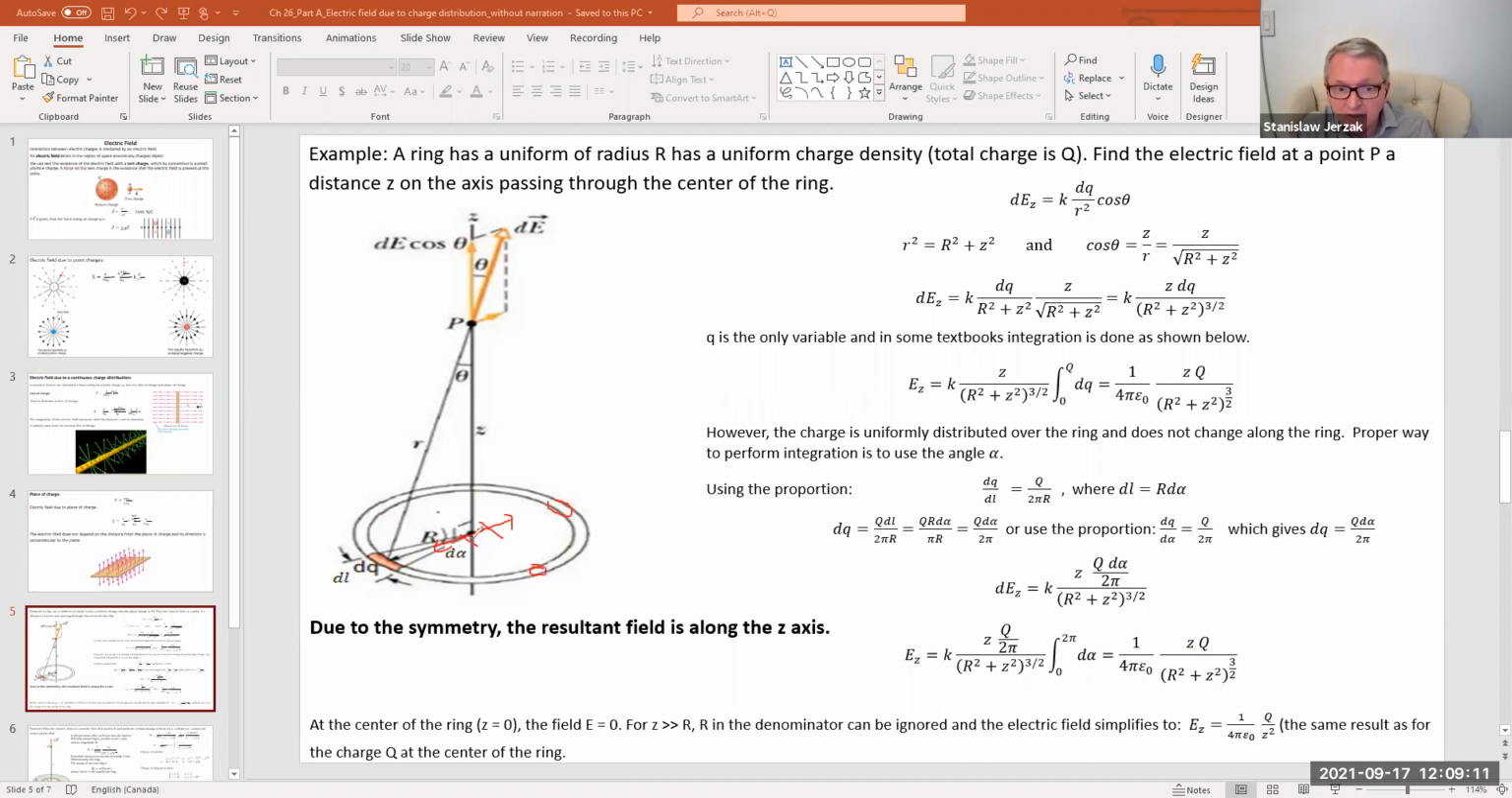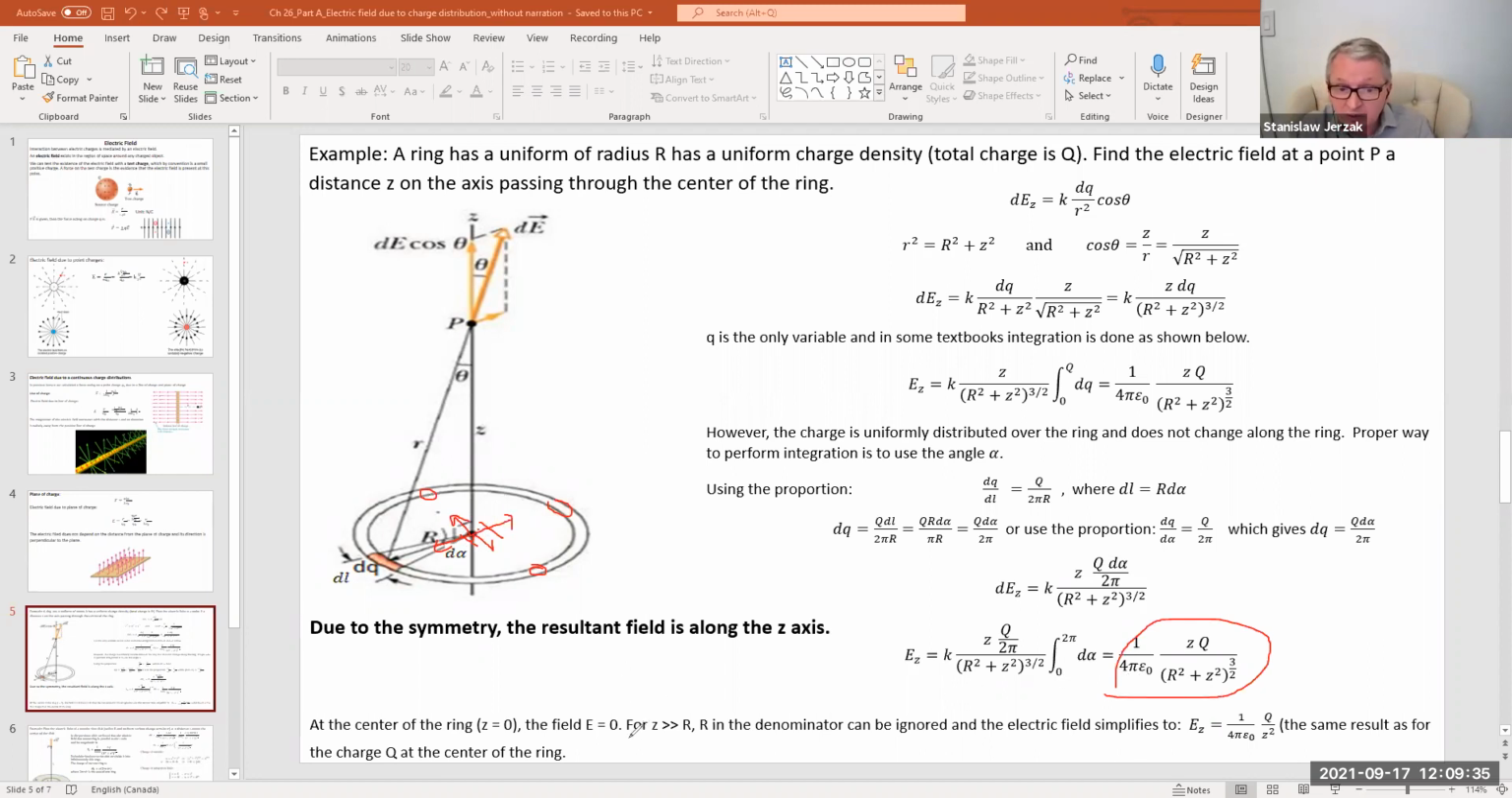And the same you can do for any chunk. Let's say this chunk will produce electric field in this direction, but the opposite chunk will produce electric field in this direction, right? Because electric field is always radially away from the positive charge. So you see, that should convince you that the total electric field at the center of the ring is equal to 0, which is consistent with this expression.